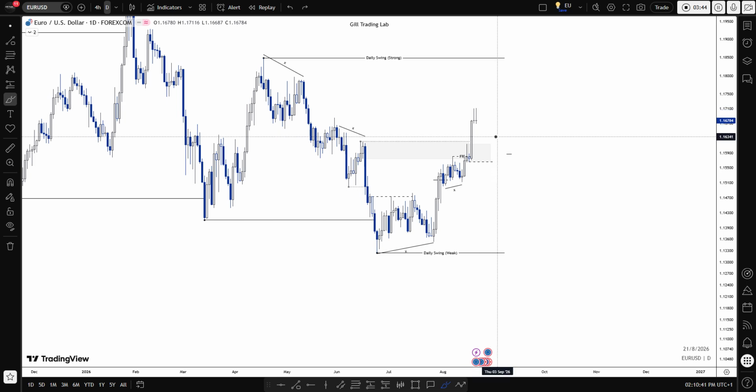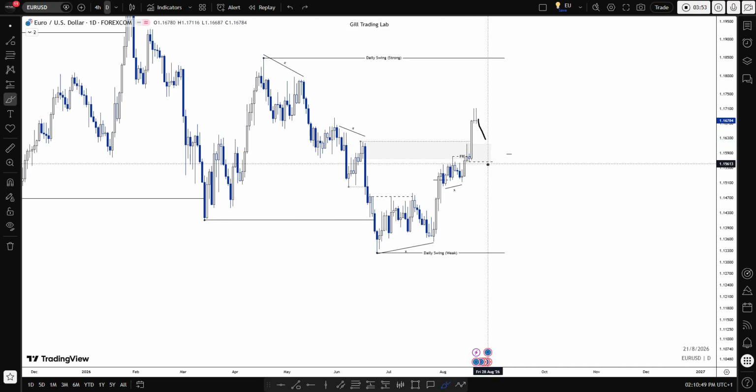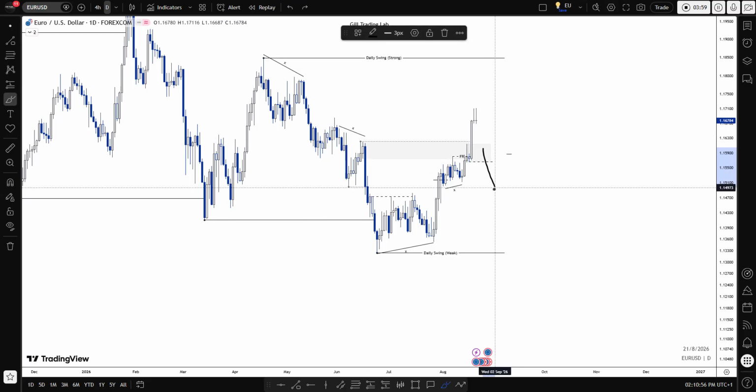But for this week, I'll be expecting either the continuation of this internal leg or the start of the internal pullback for price to mitigate this demand. Although it's at the premium of the internal range, it could still hold. It's not a must for price to pull back to the discount.